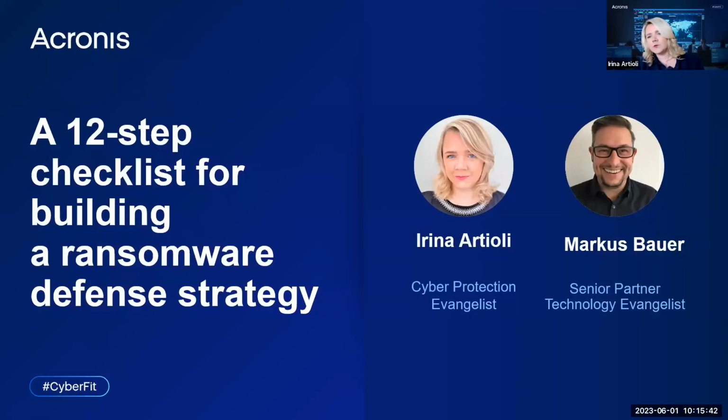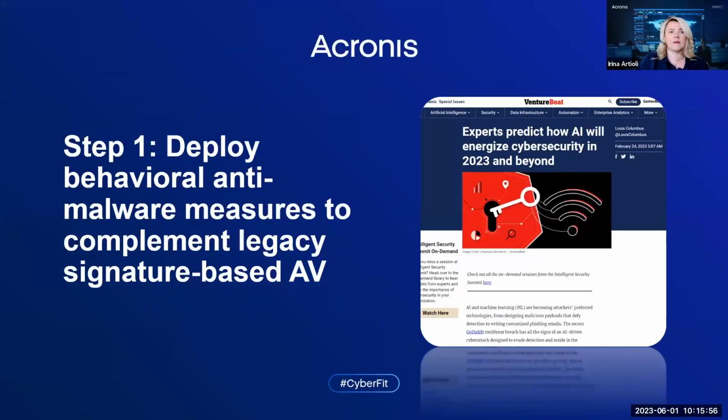ask Markus to join me from his mute. Hello, Markus. Hello. And let's talk about those 12 steps which are needed for building a ransomware defense strategy, right? And let's start from the first step. We need to deploy behavioral anti-malware measures to complement legacy signature-based AV, antivirus, here. What do you think, Markus, about this point? Is it really needed? Why is it needed right now?